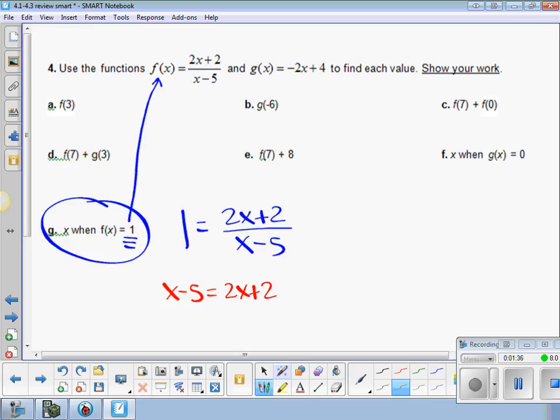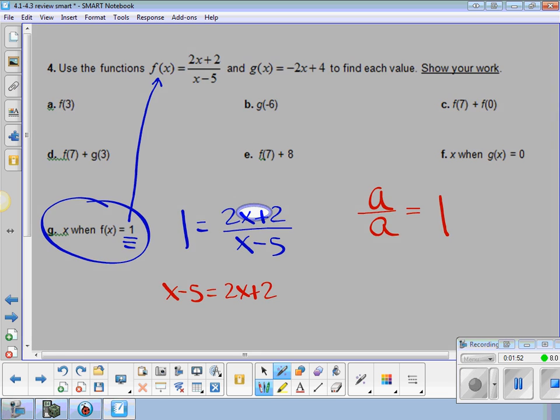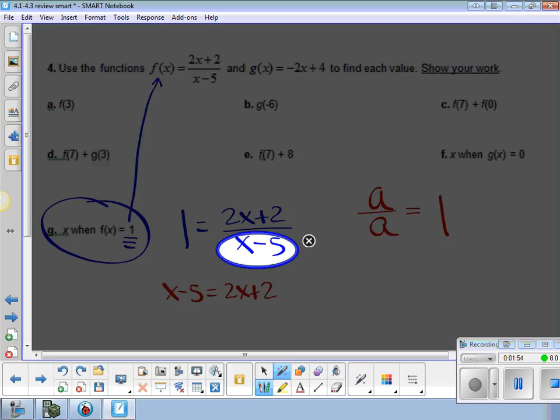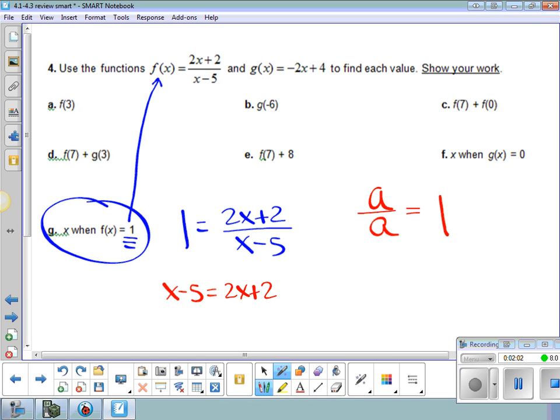A third way you could do this problem is to think about, since this is a fraction set equal to 1, how does a fraction equal 1? A divided by A would equal 1, right? So for a fraction to equal 1, what would have to be true about the top and bottom? They'd have to equal each other, right? So it's a third way to think of this problem. For it to equal 1, they have to equal each other.